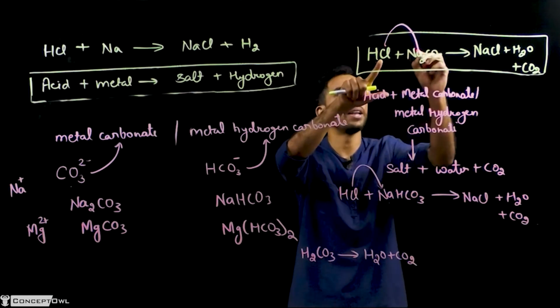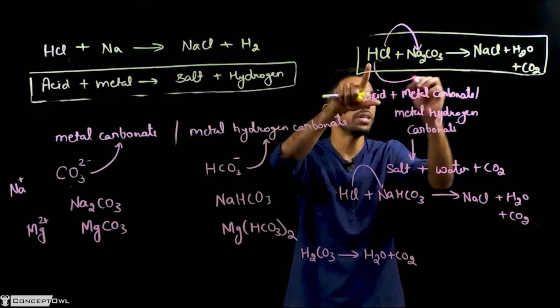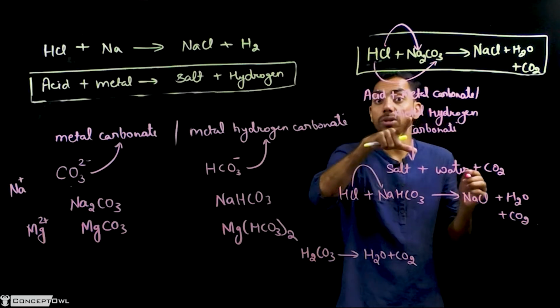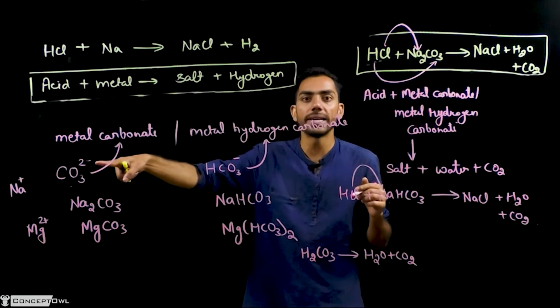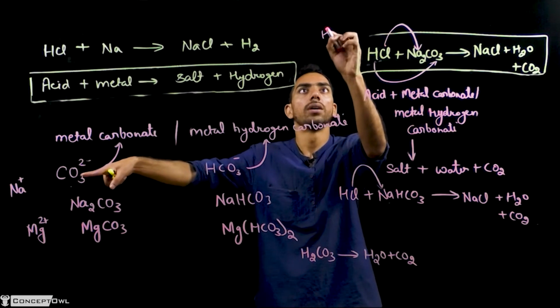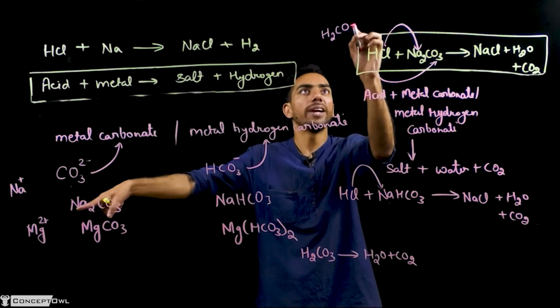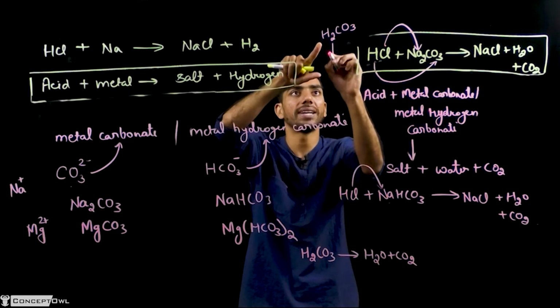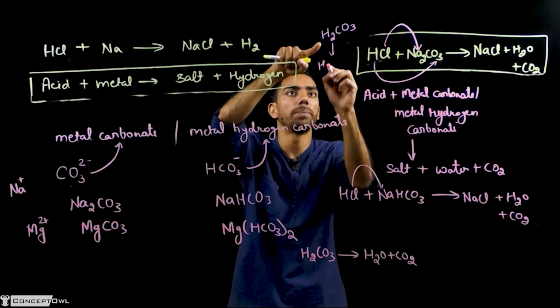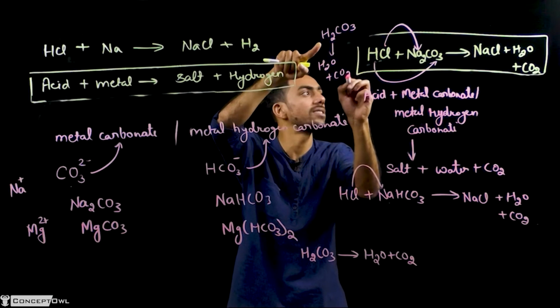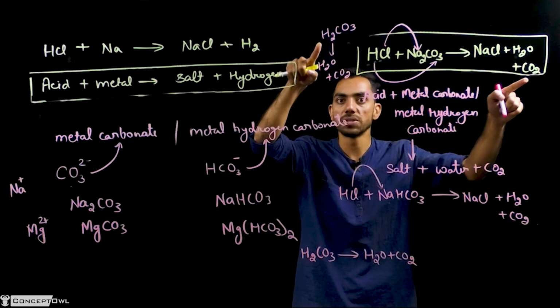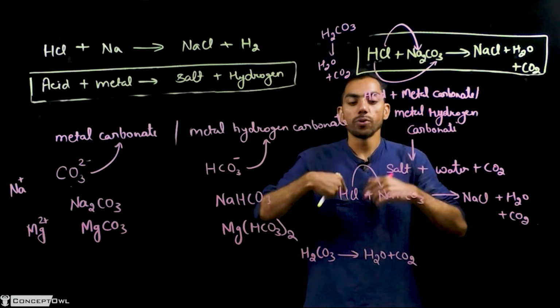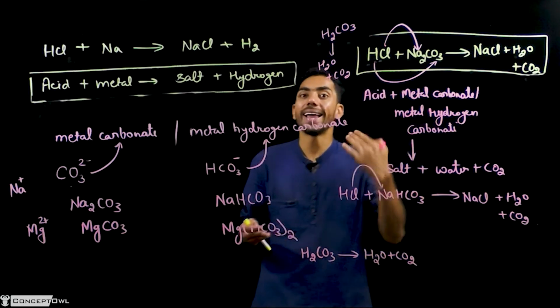Cl is going with Na and this hydrogen is combining with CO3. CO3 has 2 negative charge, so 2 hydrogen will combine with CO3, 2 negative, and you will get H2CO3 and it will break into H2O plus CO2. Same way you can write this reaction for any acid.